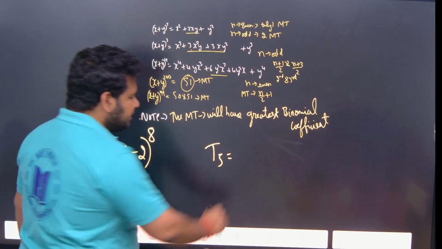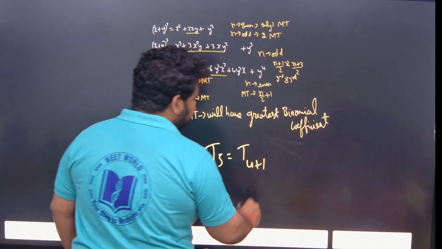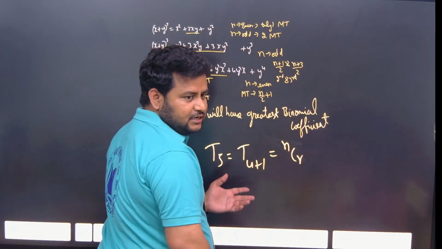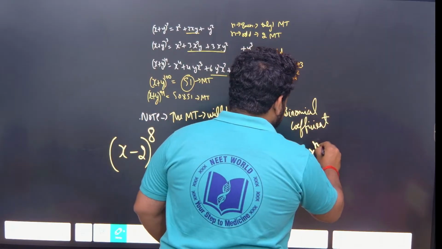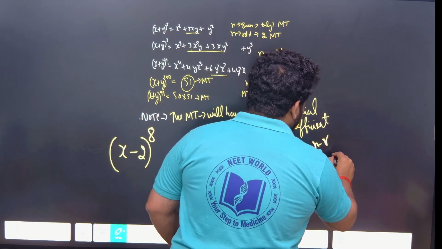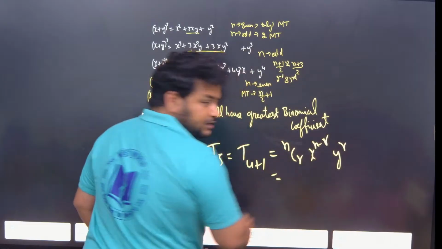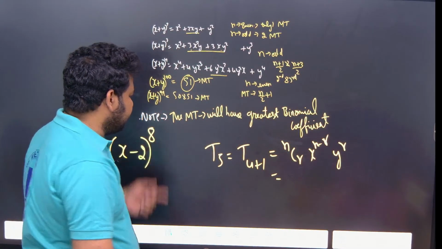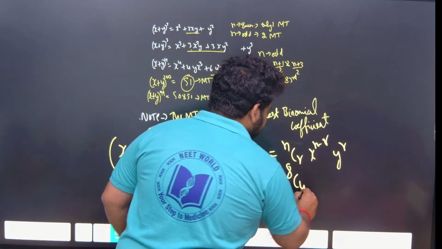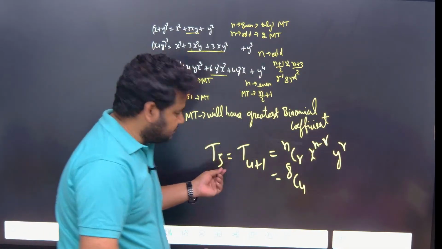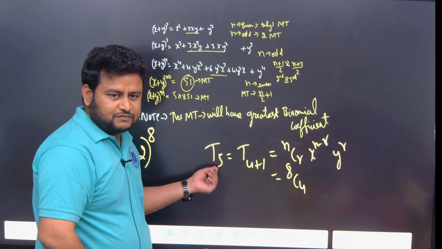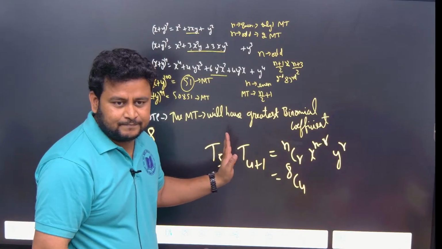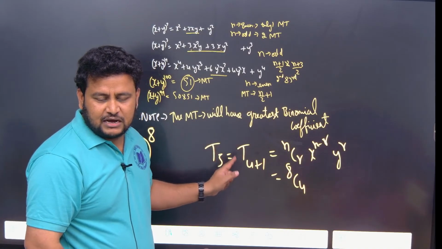So T5 can be written as T4 plus 1. T4 plus 1 can be written as nCr, the formula is nCr into x power n minus r into y power r. Here n is 8, so 8C4. It should be written as r plus 1 always. Whenever any term is given, you should always write it as the r plus 1 term. We have the formula for the r plus 1 term, not Tr. There is no formula for Tr. We find it for the r plus 1 term.